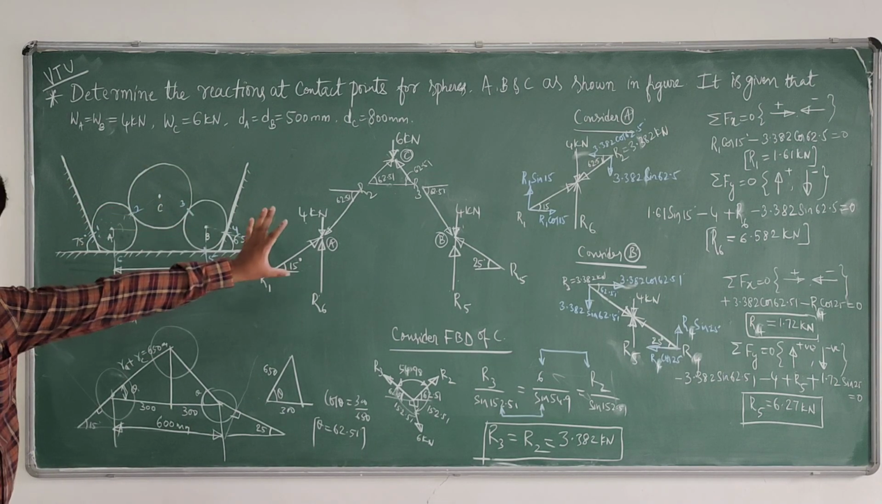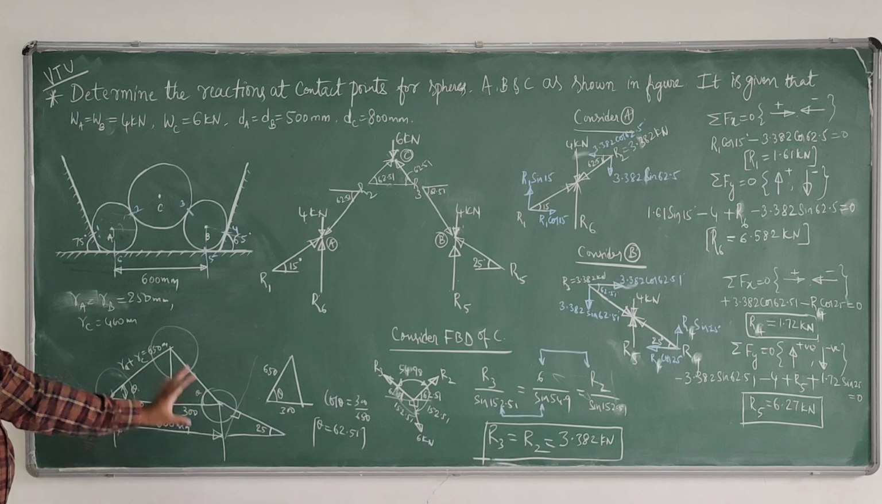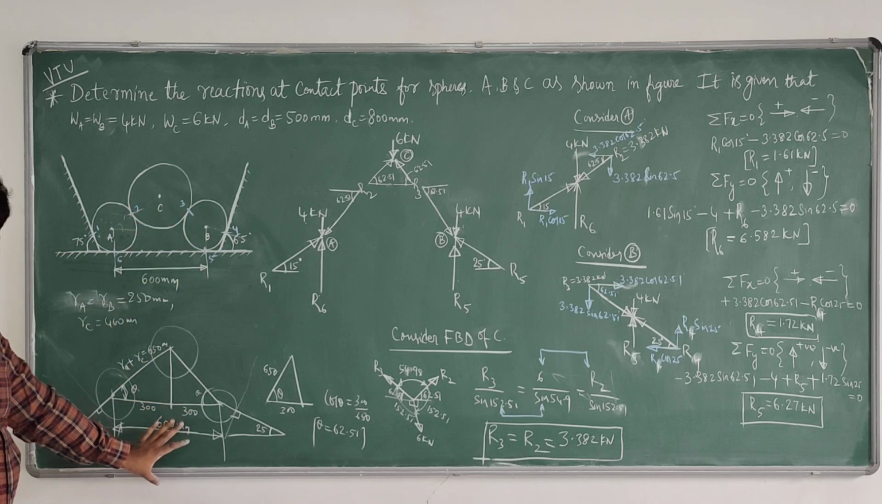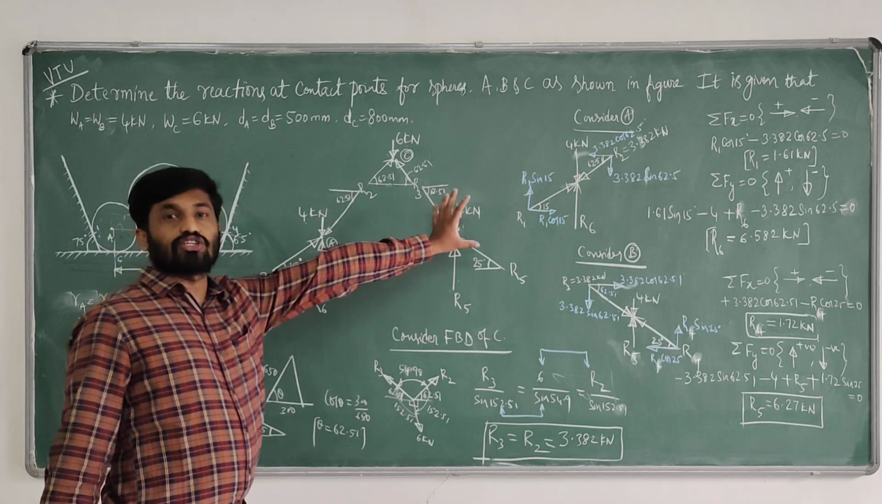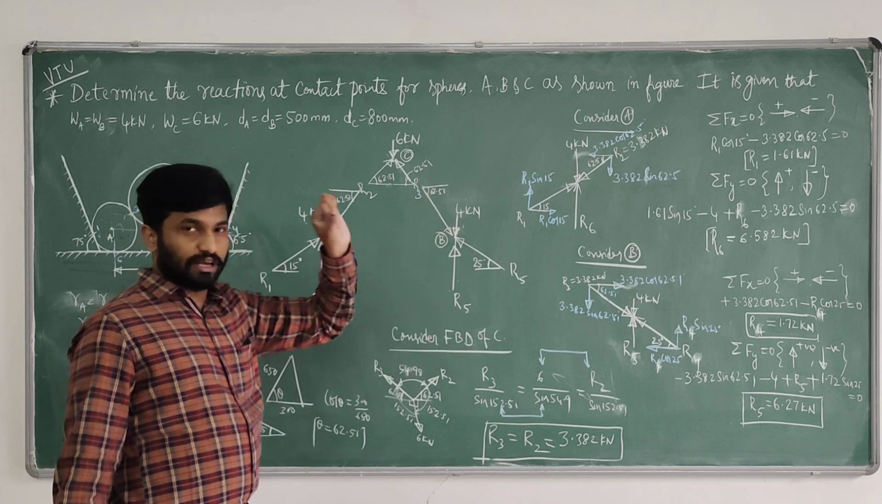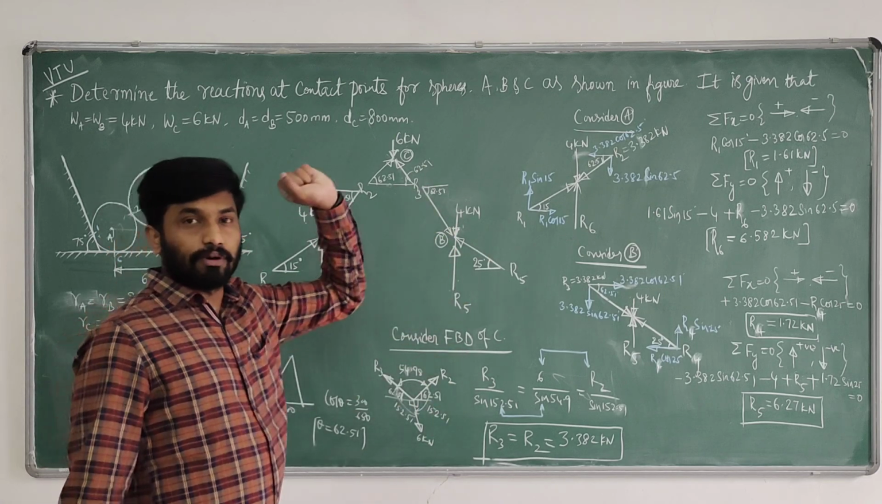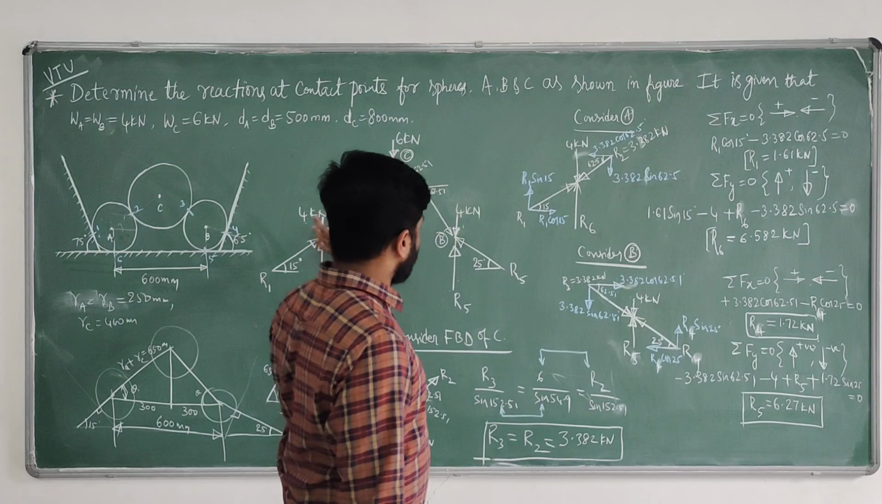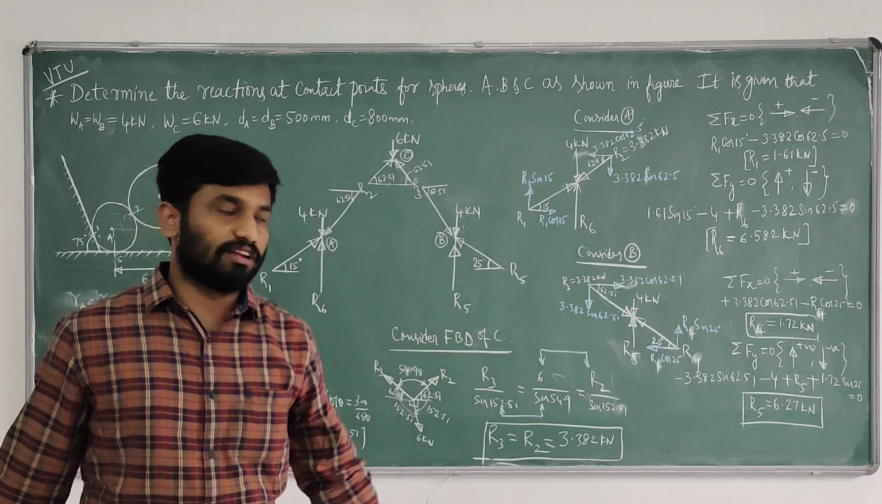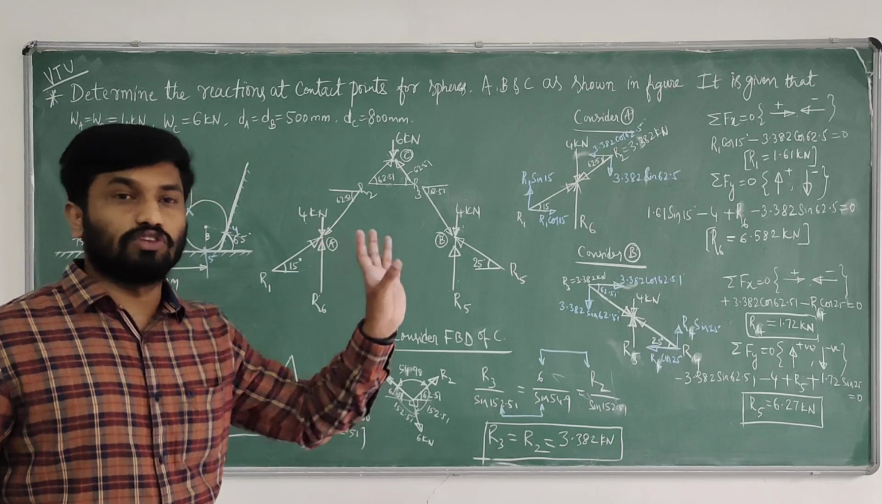As per the concept, first drop the perpendiculars and determine two angles. This angle is computed by considering the triangle. After that, see which sphere has the least number of unknowns, consider that sphere first and compute the reaction. Next, by back substitution, consider the other two spheres and compute the reactions. It's a very simple and very easy problem. Please just follow these steps.